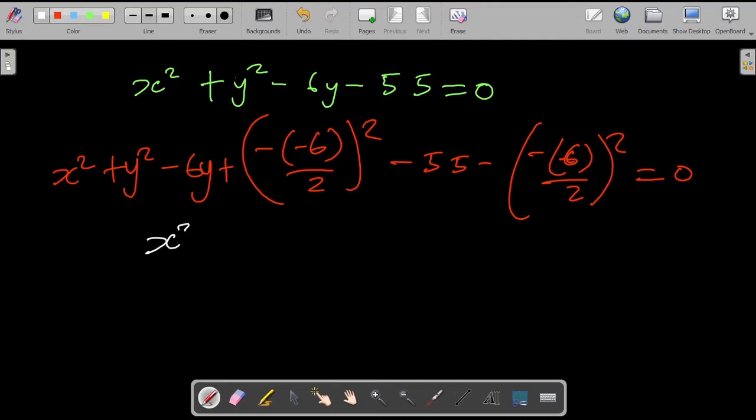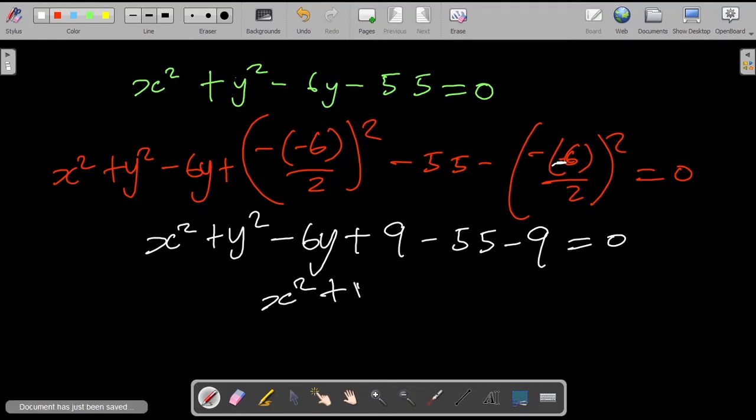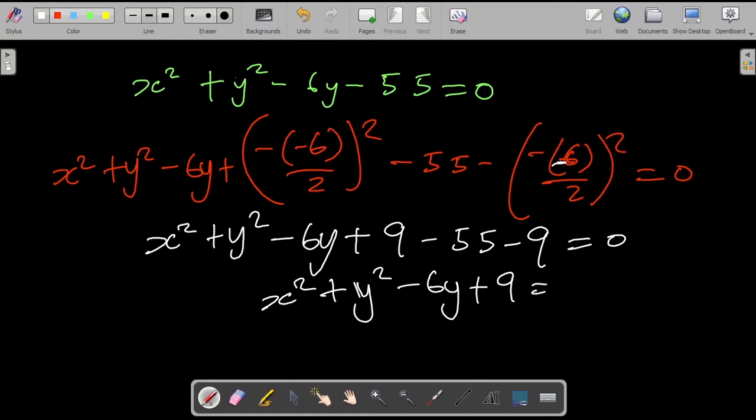So let's write this: x squared plus y squared minus 6y plus 9 minus 55 minus, this is the same thing. And there should be minus over there. Now this is a plus, and then 6 divided by 2 once again is 3. 3 squared is 9. And now we can take these to the other side of the equal sign, and on the left side, this is what will remain, equals 55 plus 9, which is 64.